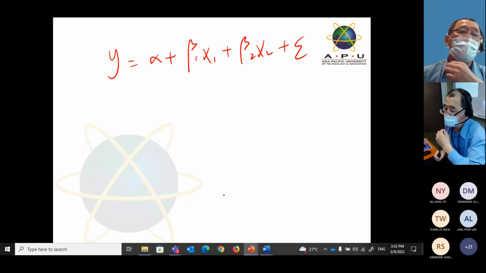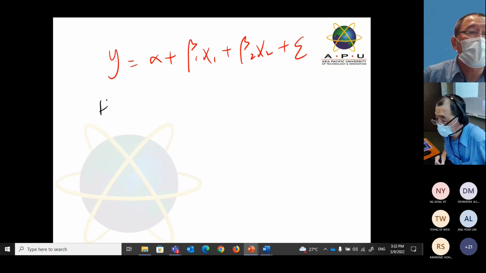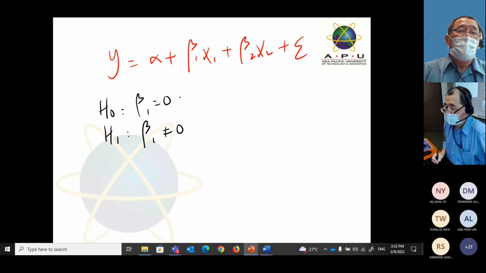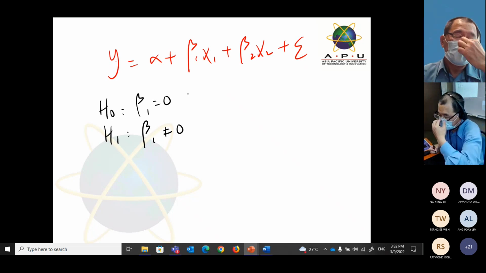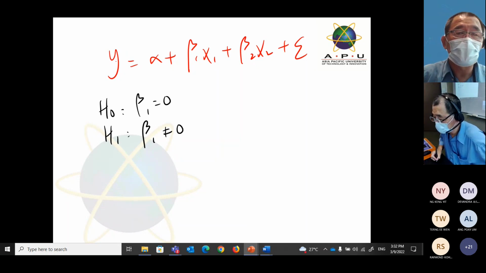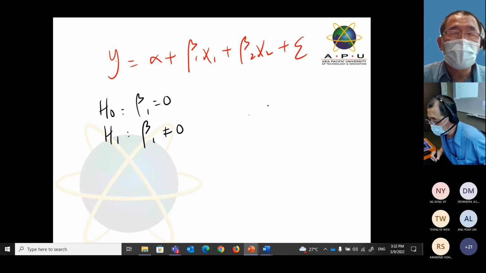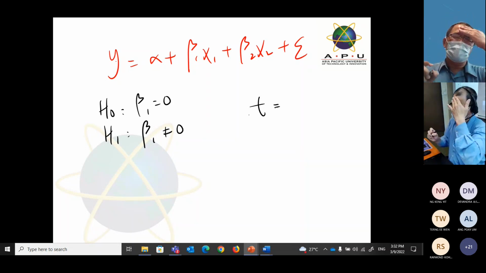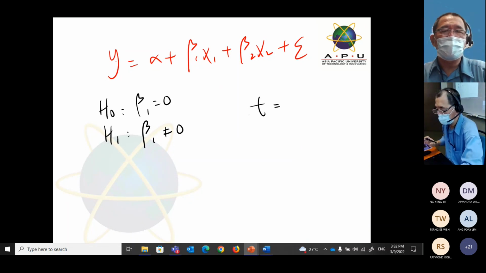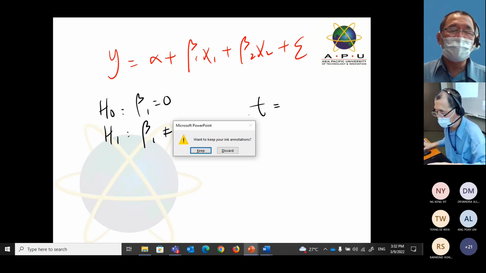We discussed already why the hypothesis looks like this: beta 1 equals 0, versus beta 1 not equal to 0. For this one, we can also test the hypothesis by computing the t. T and Z are actually quite similar. I think there's no need to go into so much detail, but I can say T and Z are quite similar.